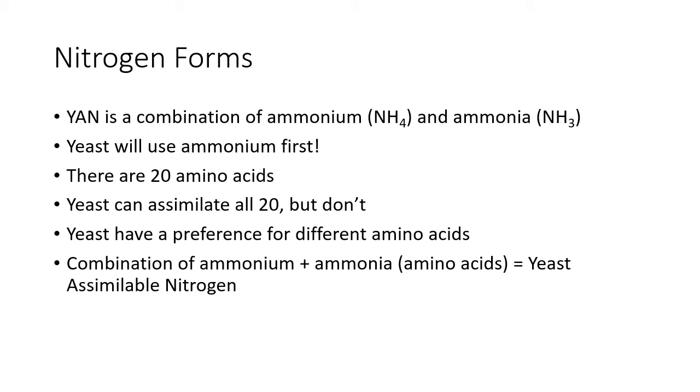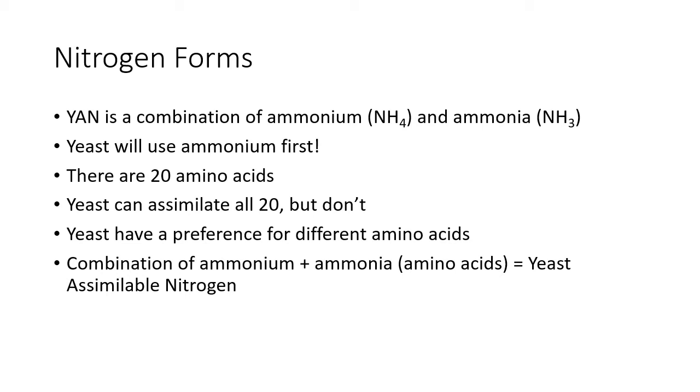So nitrogen's forms. Well, YAN, which we've talked about, is a combination of ammonium, like we get from diammonium phosphate, some of it occurs naturally, and ammonia, which is amino acids. The thing is that yeast like ammonium a lot. It's very much easier for them to assimilate. It's not as complex of a nutrient. So that's what they'll use first. And they'll also use it preferentially. So if we're adding DAP, diammonium phosphate, they will use that before they utilize their amino acids. That's important to remember. So that's why we don't always add DAP early on. We wait a little while. And we'll explain that here in a second.